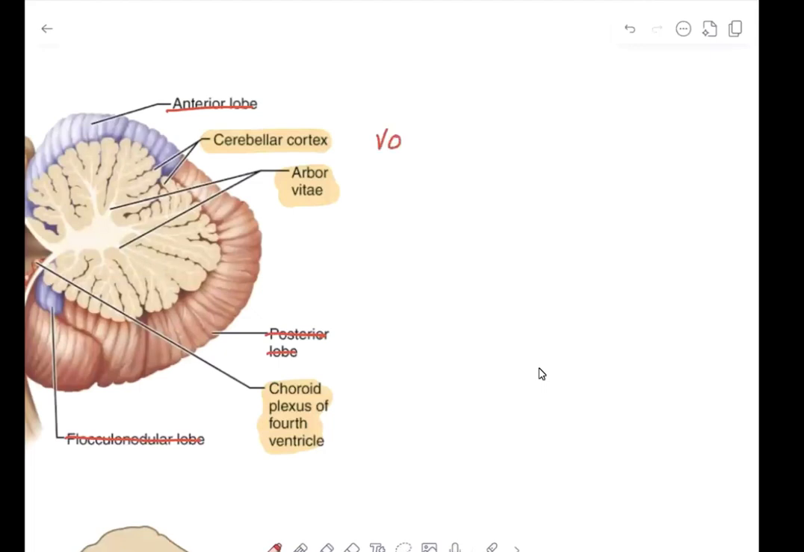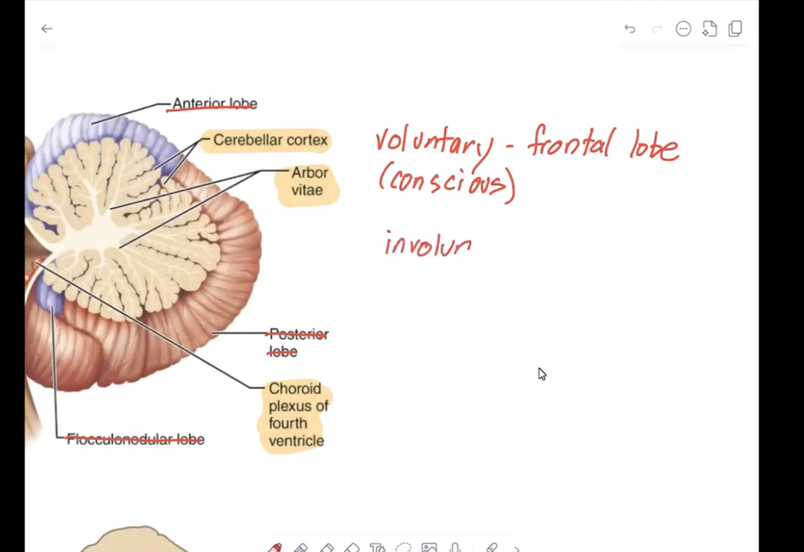So we have these voluntary signals, which are conscious, and they are going to come from the frontal lobe. Think of that homunculus, that somatosensory map that you saw a few slides ago. We also have an involuntary, which would be subconscious, input at the cerebellum.